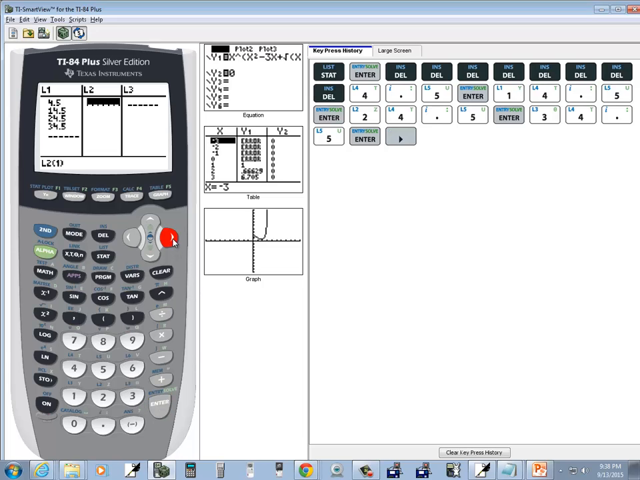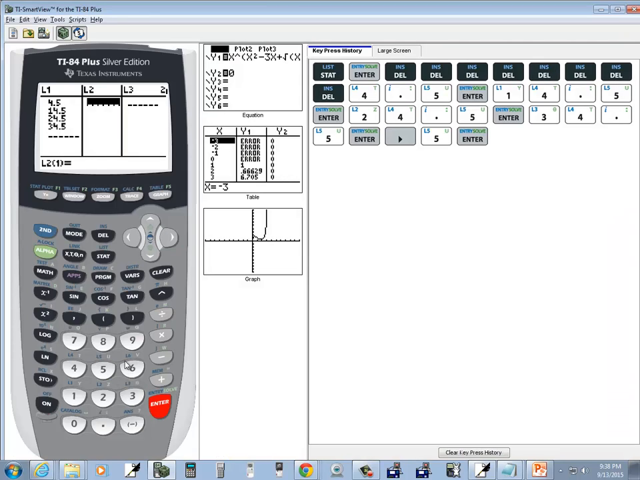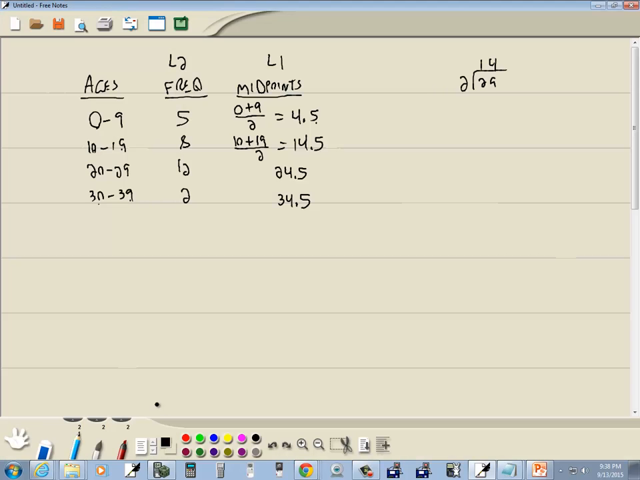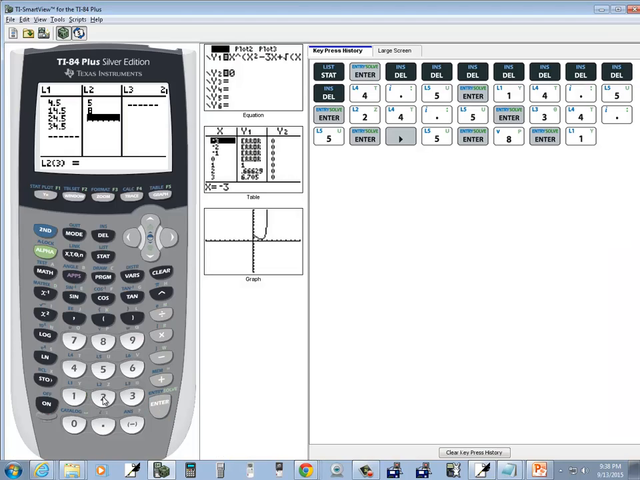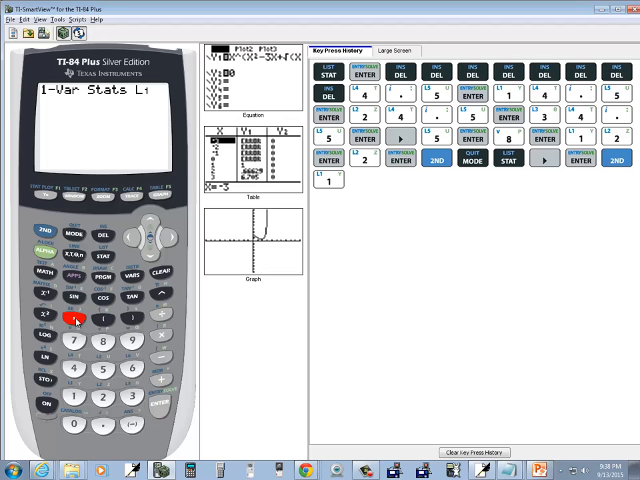I'm going to right arrow over to L2, and then we're going to put in the frequencies. So I got 5, 8, 12, and 2. Okay, now I want to exit out. So do second mode. Now we're going to do stat, right arrow to calc, do enter on one of our stats, and then we're going to do second one, comma, second two. Have to have a comma there for this to work. And then press enter.